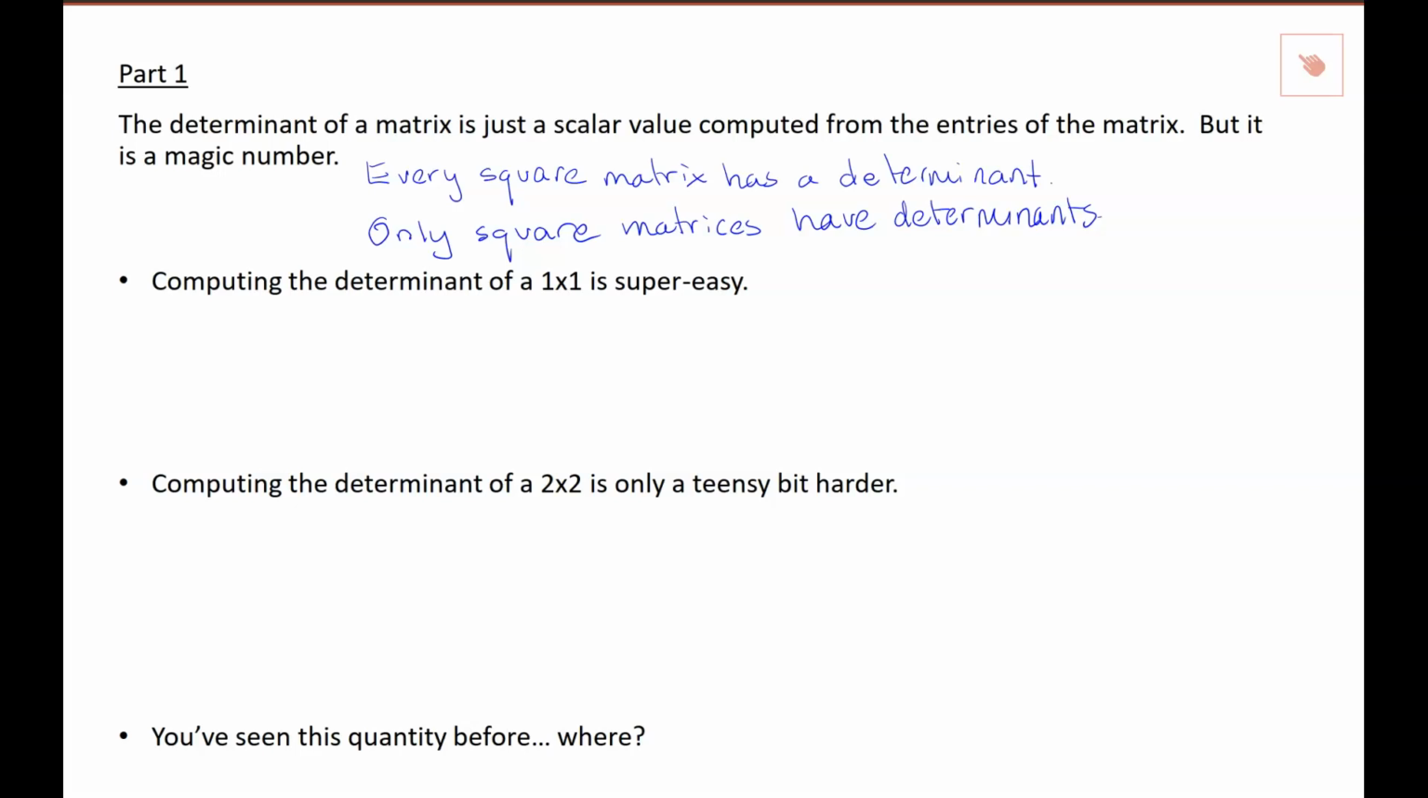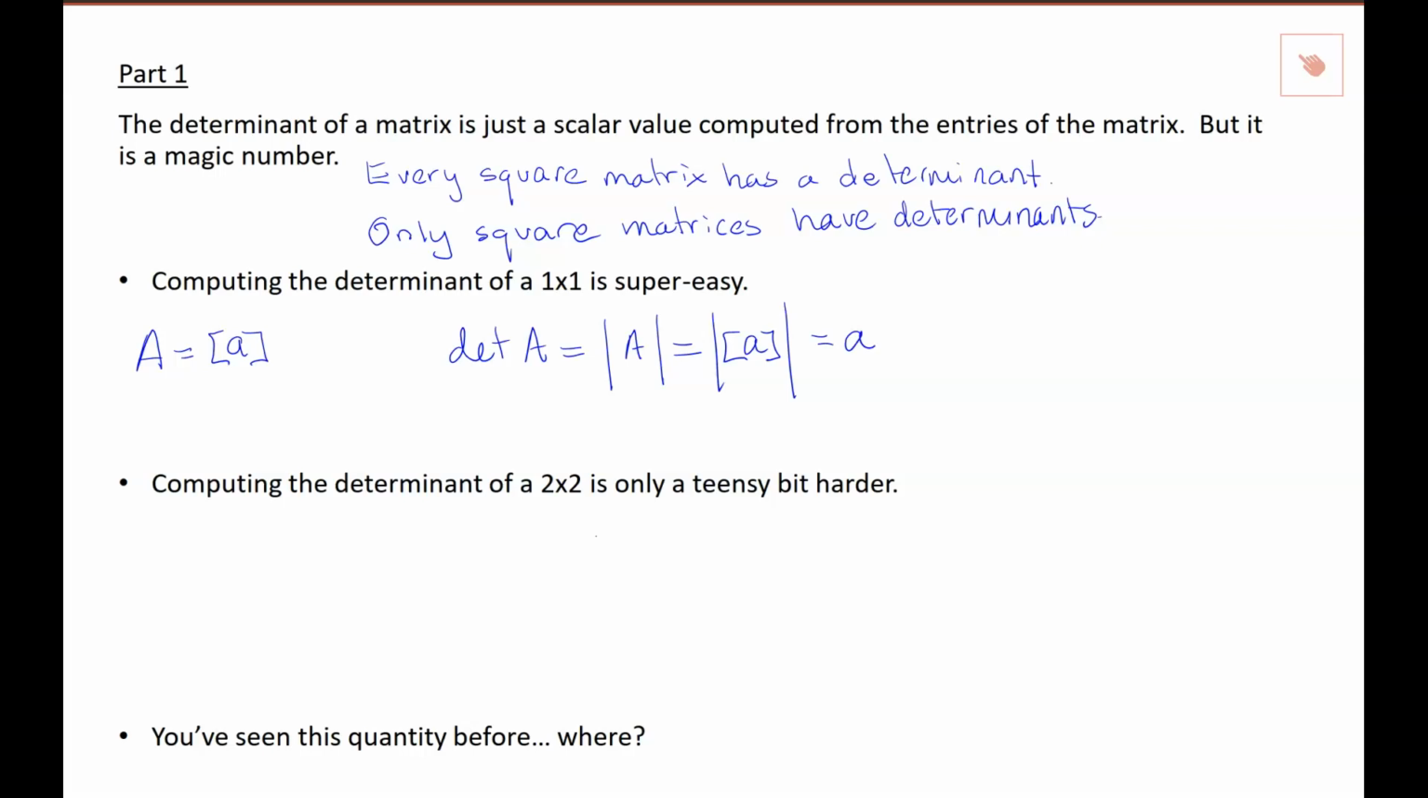So to compute the determinant of a 1 by 1 matrix, a 1 by 1 matrix is really just something that looks like this. So 1 row, 1 column, that means only 1 entry. So if we have a matrix A that has just this one entry, then the determinant of A, which can be written as det A, or it can be written like this, or even like this, and the value of the determinant is just the entry A itself.